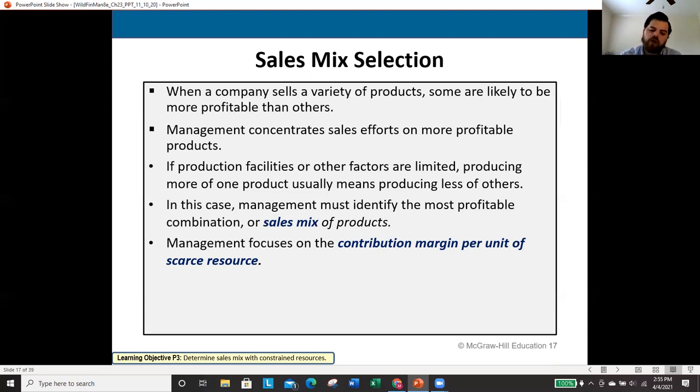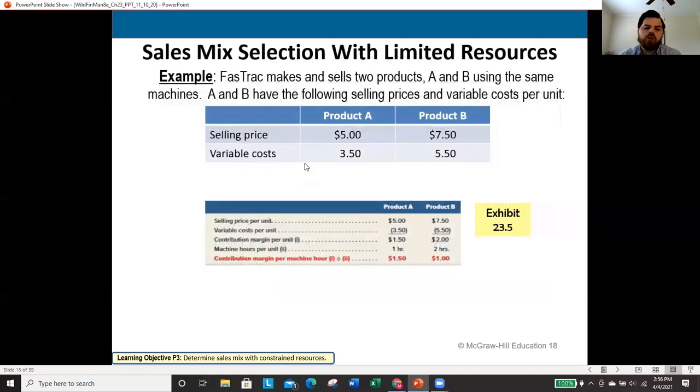And so management will focus on the contribution margin per unit of scarce resource. So it's not just the total profit or the total contribution margin, but it is that contribution margin per unit of scarce resource. So in this case, Fast Track makes and sells two products, A and B.